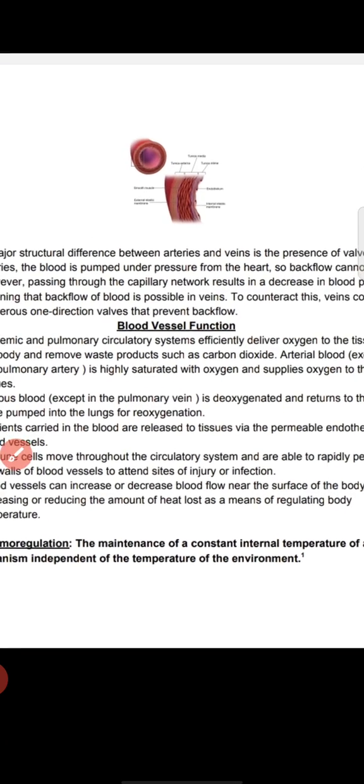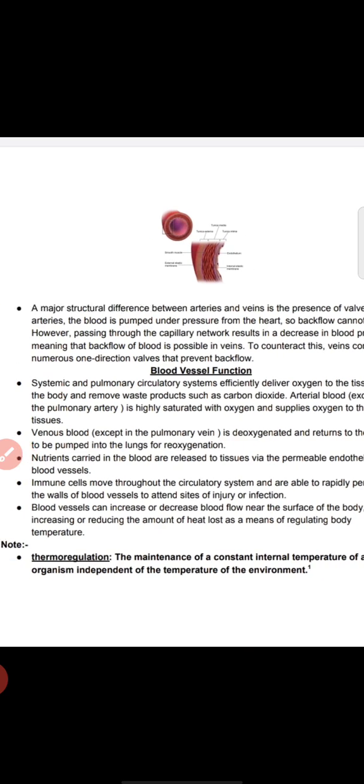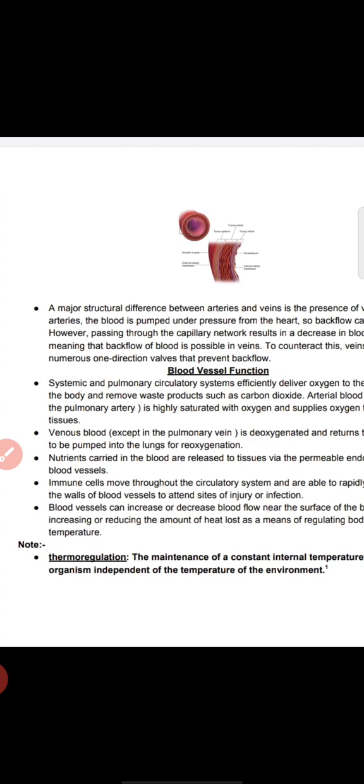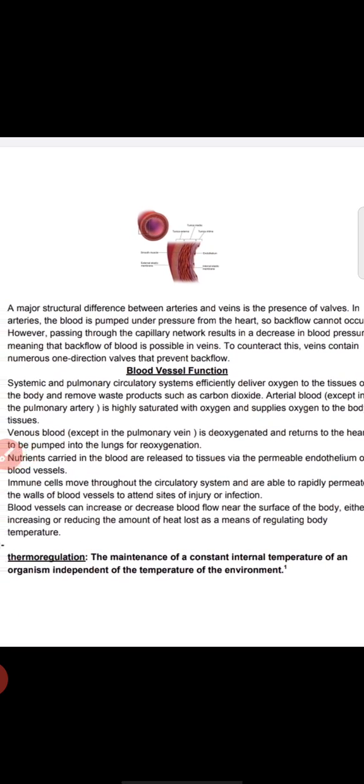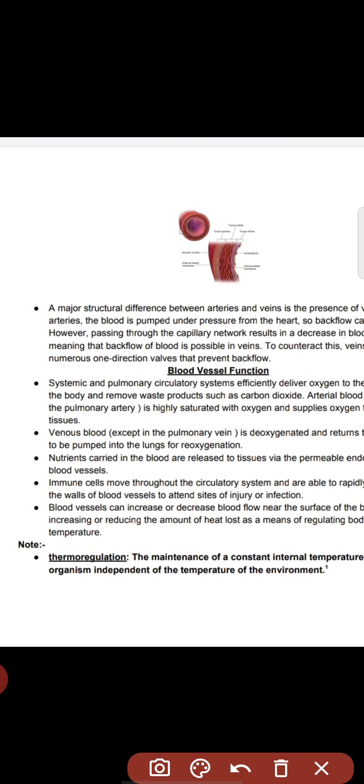Okay, next we are discussing the functions of blood vessels. First function, as you can see in your notes, is that the systemic and pulmonary circulation system efficiently delivers oxygen to the tissues of the body and removes waste products such as carbon dioxide. Arterial blood is highly rich with oxygen and supplies oxygen to the tissue. So systemic or pulmonary circulation is facilitated by the blood vessels.